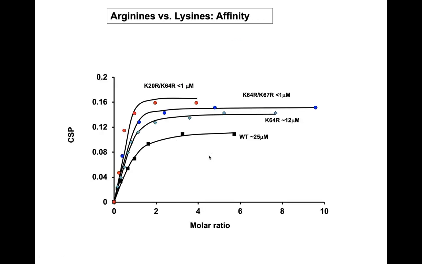And so from the NMR titrations, we can get the binding affinity. You can see this double mutant binds with almost 25-fold higher affinity, less than 1 micromolar. The wild type is like 25 micromolar, and this double mutant is also less than micromolar. This is only about a 2-fold difference. So clearly, as we expected from the textbook, we substitute an arginine into a lysine.